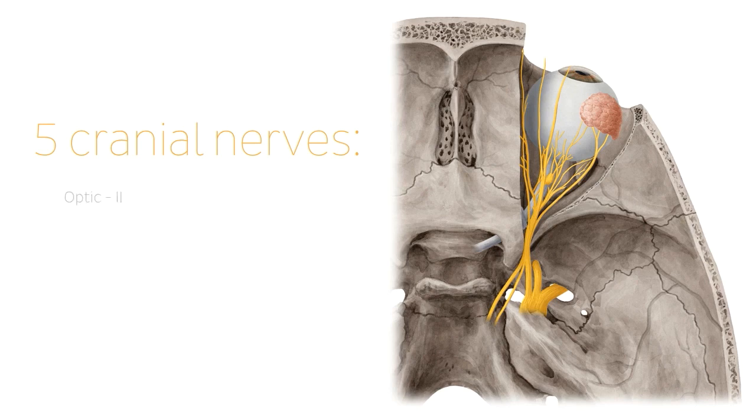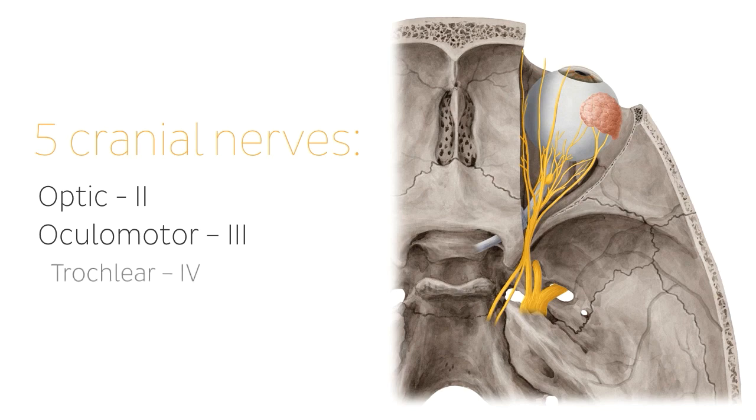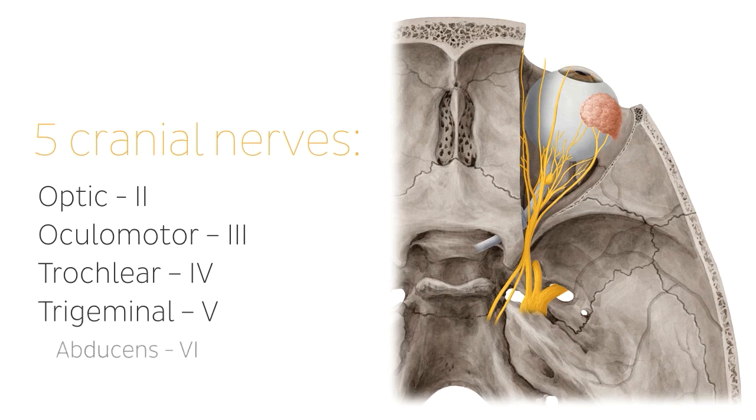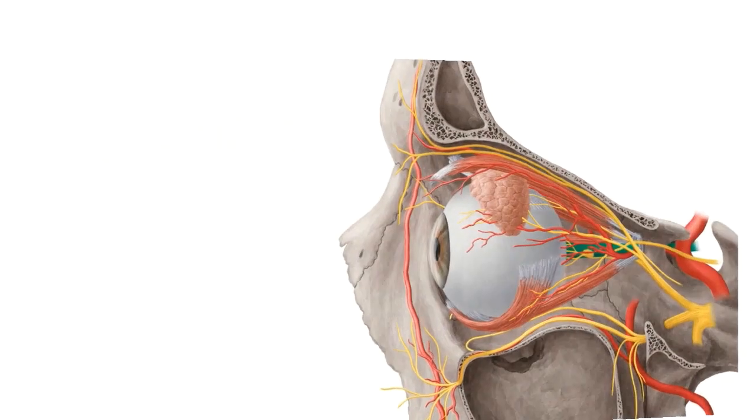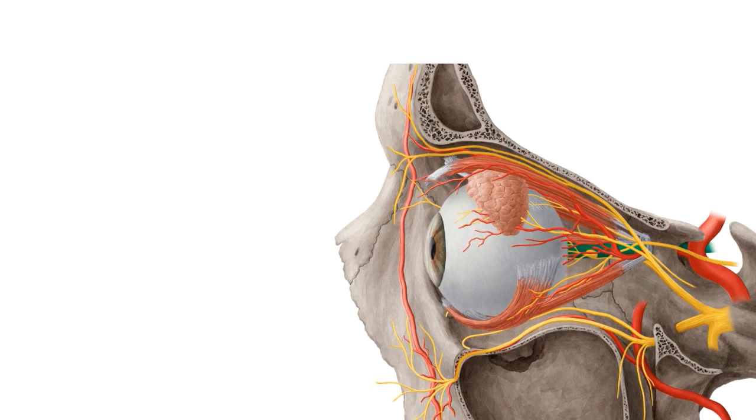And that includes the cranial nerve number 2, the optic. We're also going to see the oculomotor, or the 3rd cranial nerve, the trochlear, which is the 4th cranial nerve, the trigeminal, or the 5th cranial nerve, and the abducens, or the 6th cranial nerve. Let's have a look at the first one here on this list that I'm highlighting in green.